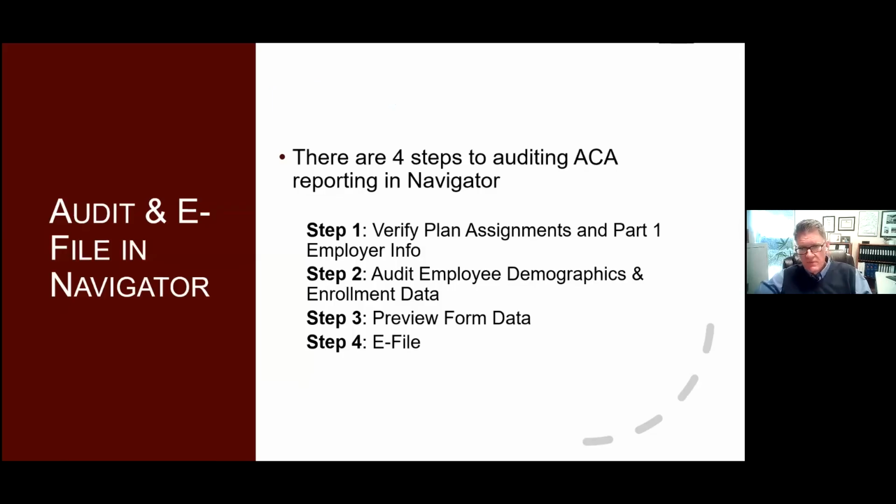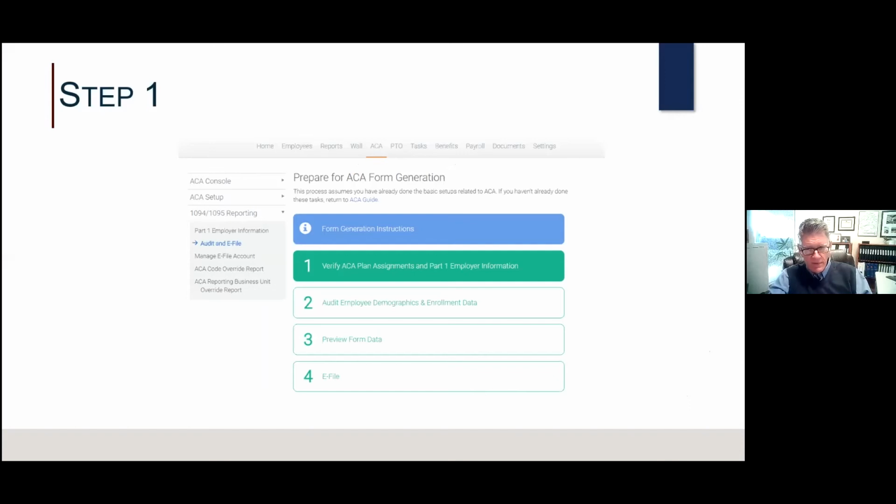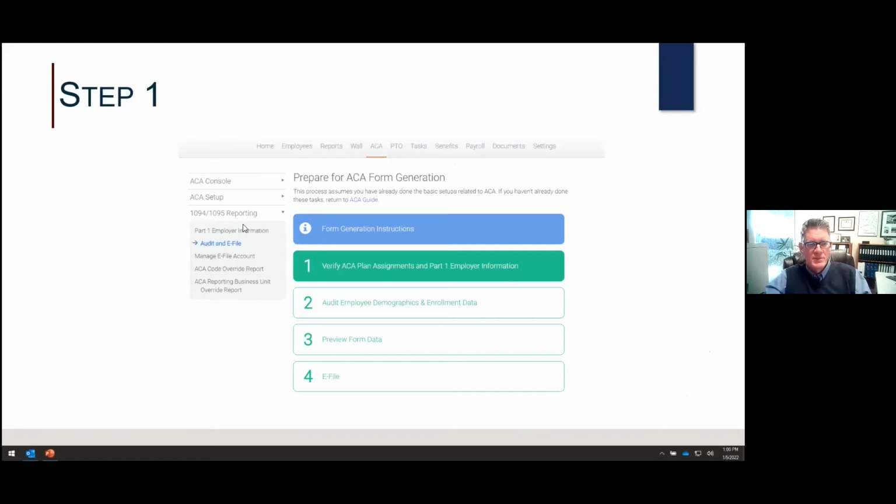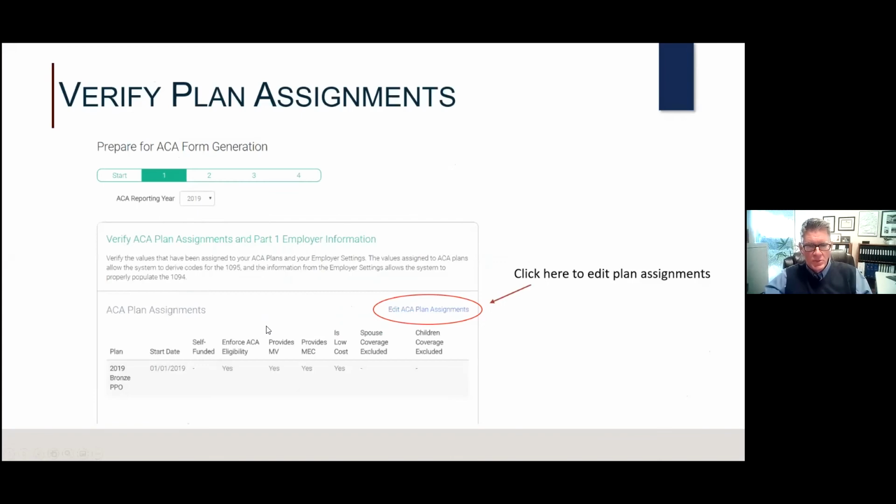Okay, so there's 4 steps to auditing your 1095-C data in Employee Navigator. The first step is verifying that, and we're here just for navigation, we're under the ACA tab, and we are in 1095-C reporting, step 1, Audit and E-File. So you just want to verify here that the correct low-cost plan has been checked as the low cost. Only one of your plans should be checked as low cost. If you're offering, say, a bronze, a silver, and a gold, it's going to be the bronze plan. But just verify that those assignments have been made correctly.